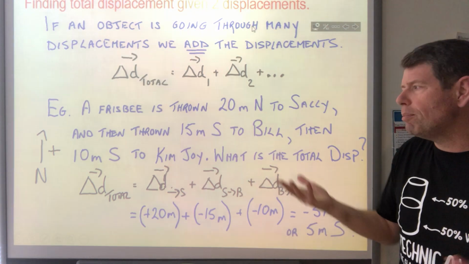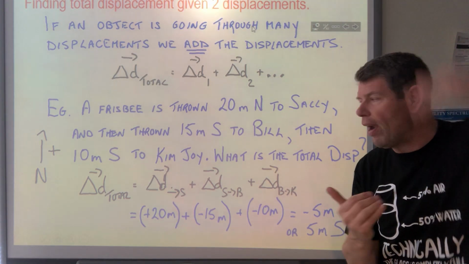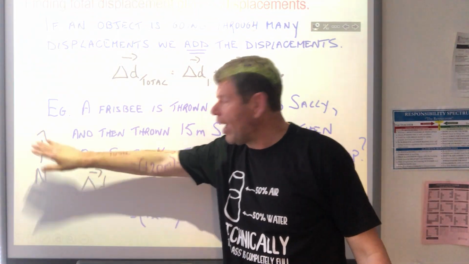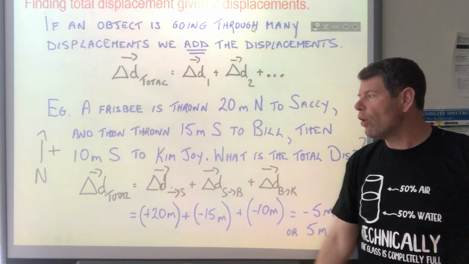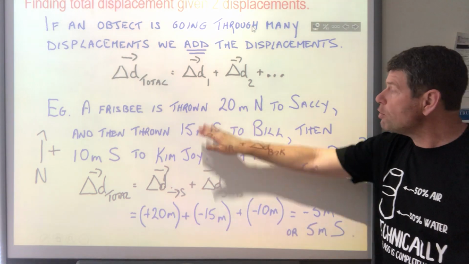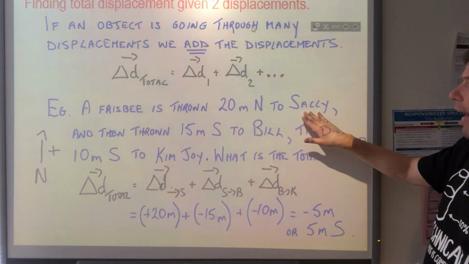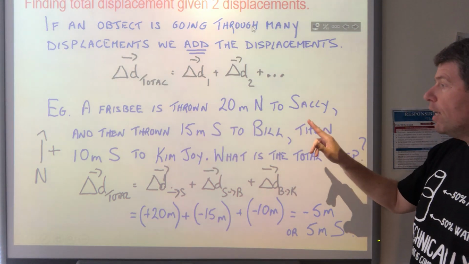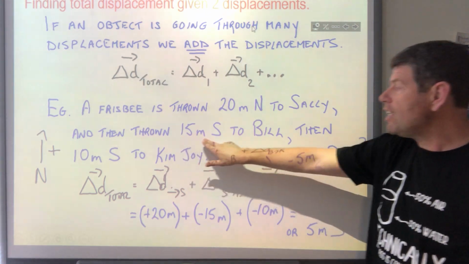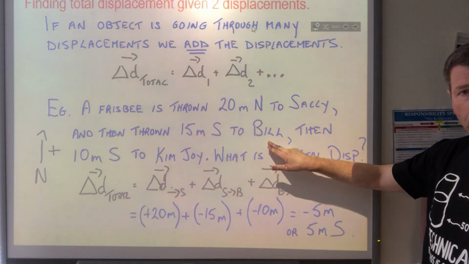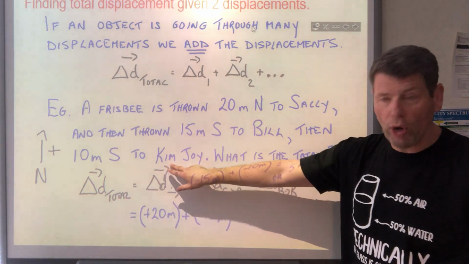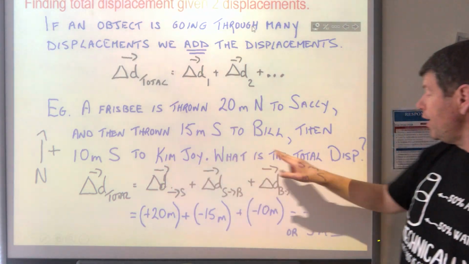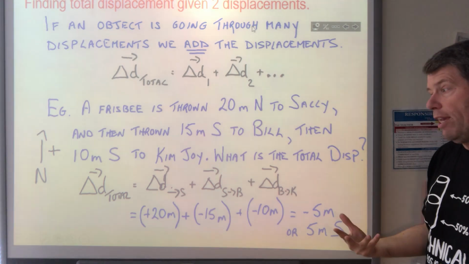So north, because it seems like it's up, right? I'm going to define north as positive. I could define south, it doesn't matter, but I'm going to define north as positive. So a Frisbee is thrown 20 meters north to Sally. Then the Frisbee goes from Sally 15 meters south to Bill. Then Bill throws it 10 meters south to Kim Joy. What is the total displacement for the Frisbee?